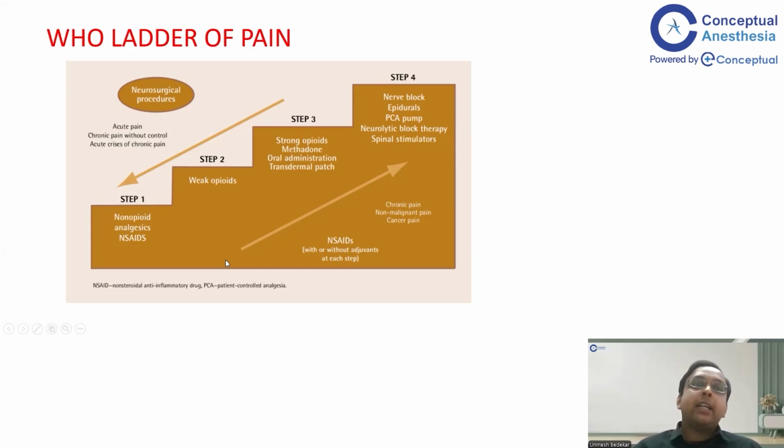As and when you go for the stepwise approach, that is, even after giving the step 1 medications, if the patient is not pain-free, you escalate the therapy to step 2. Now, these criteria can be applied in a downgrading manner when the patient is suffering from acute pain, chronic pain without control, and acute crisis of chronic pain. So in these conditions of severe bouts of acute pain, you directly start from step 4 and de-escalate your therapy towards step 1.